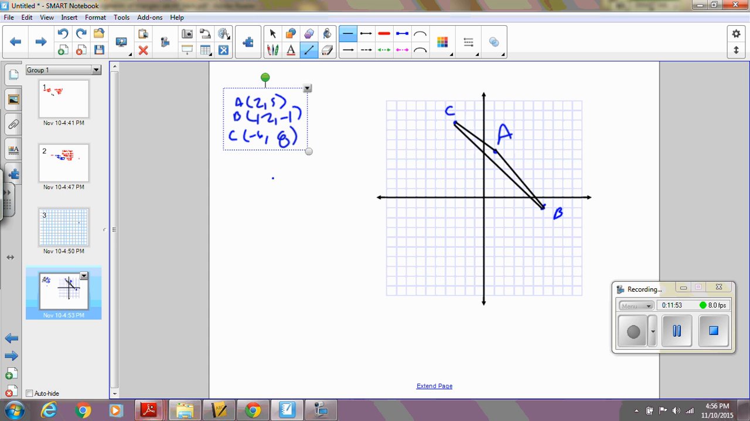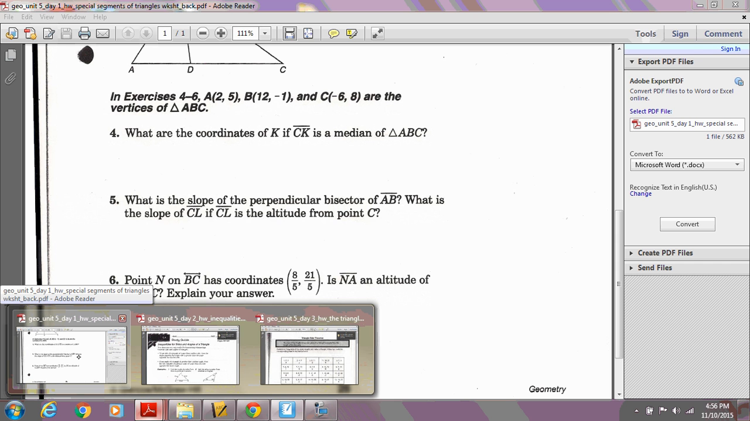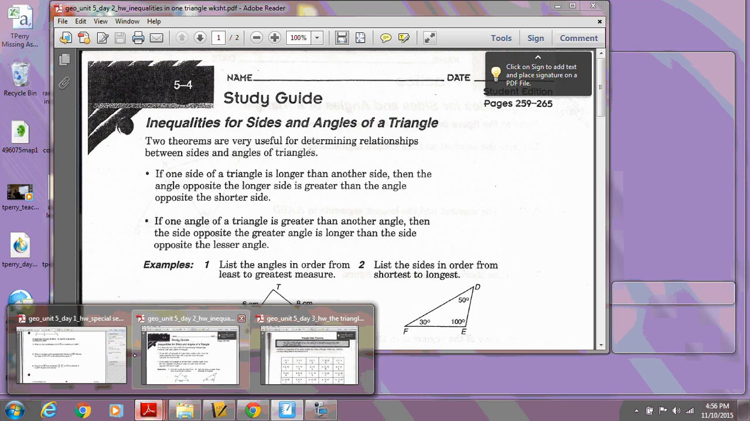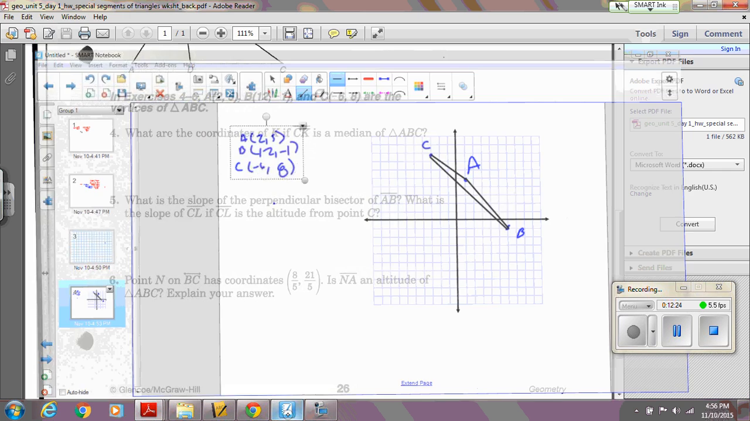So it wants us to find the perpendicular bisector of AB. So we need to find the midpoint of its opposite side. Well, actually, in order to find the slope of the perpendicular bisector, you would just need to know the slope of AB and then find the opposite reciprocal. Okay?